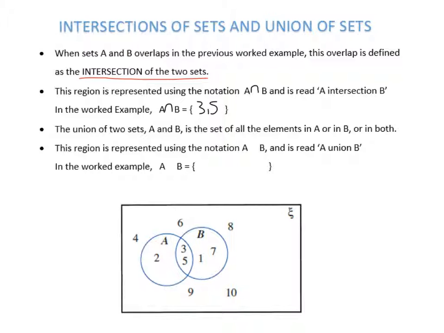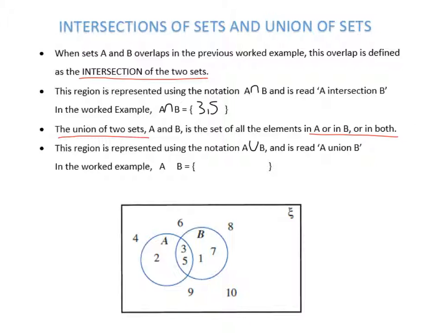When talking about union of sets, A and B is the set of all the elements in A, or in B, or in both. This region is represented using the notation A union B, which is the opposite, which is like an upside down U like that, and it is read A union B.